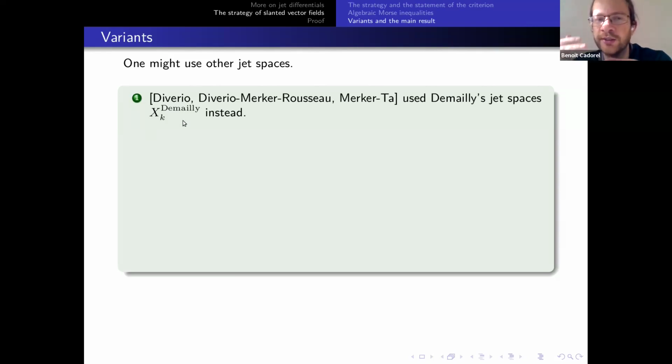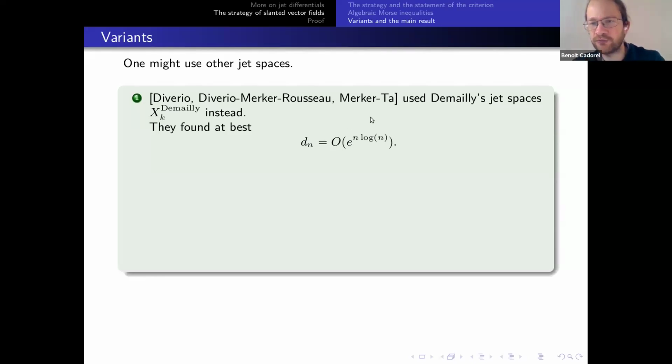So, for example, Diverio, Merker and Rousseau didn't use Green-Griffiths jet spaces. They used rather a version which was constructed by Demailly, which is related to what we call invariant jet differentials. And so they have the same basic properties. You have this tautological line bundle on them, you have the vanishing theorem, so you can construct a Green-Griffiths locus with respect to these spaces, but it's a different version. And what they obtained using this space was some exponential bound. And the reason why they used this space might be because computing the polynomial I presented before seemed at least to be possible in principle on these spaces.